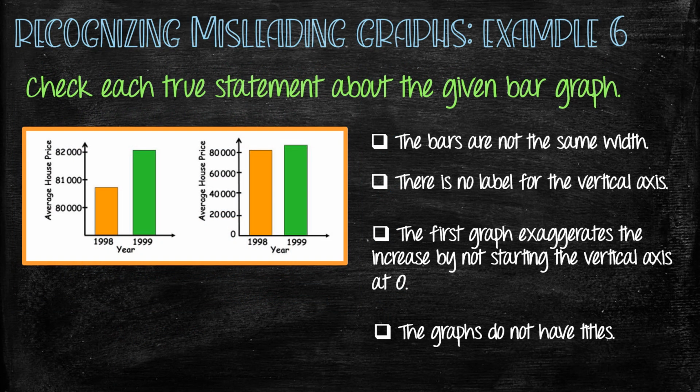Here's number 6. Check each true statement about the given bar graph. Bars are not the same width. Well, they are. There's no label for the vertical axis. Well, there is. First graph exaggerates the increase by not starting the vertical axis at 0. True. So the labels, the scale, is going up by 1,000 each time. But from the bottom to that first one is a difference of 80,000. So that causes problems. It exaggerates the difference. Plus, they don't even have titles.